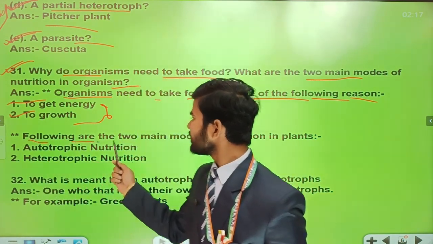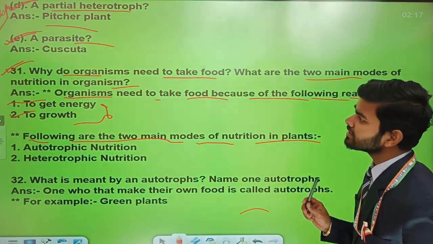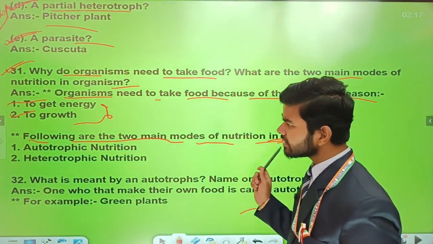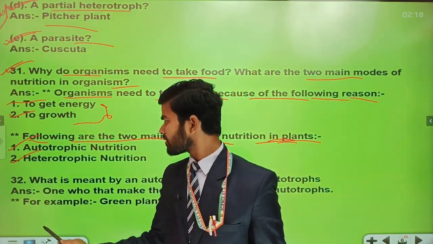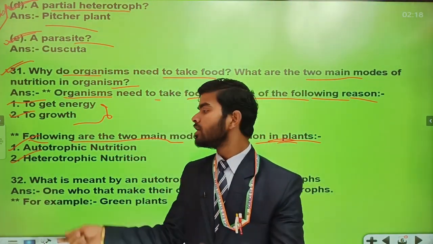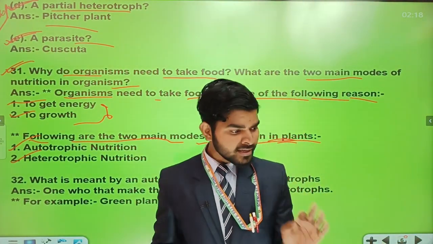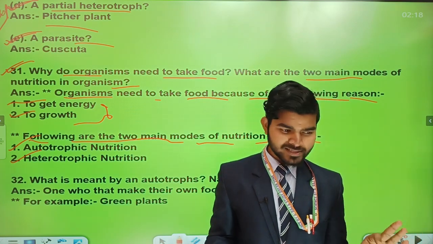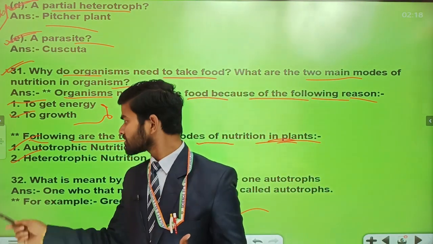Next one: following are the two main modes of nutrition in plants. In plants, or in organisms as well, what are the two main modes of nutrition? That is the autotrophic mode of nutrition and the heterotrophic mode of nutrition, or simply autotrophic nutrition and heterotrophic nutrition. Does anyone have any confusion about these questions? Obviously no. Very good, very nice.